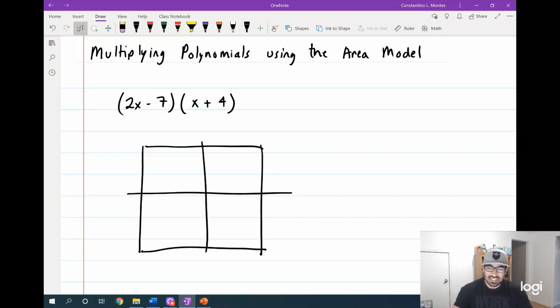It's actually the same thing. It's not very much different. It's just the box that we draw is going to look a little bit different due to the number of terms that we have. So let's jump into this.